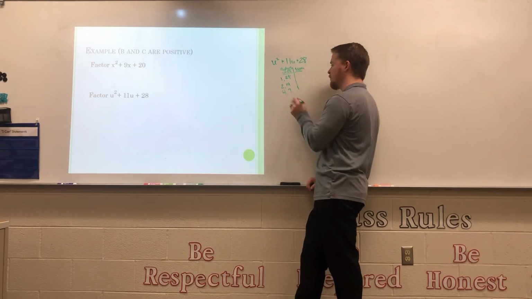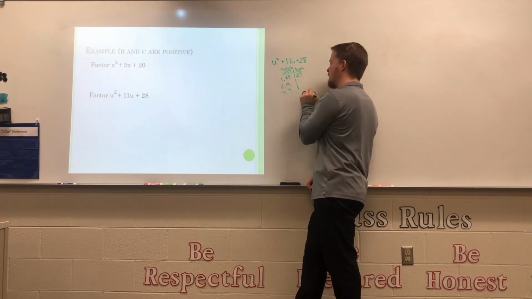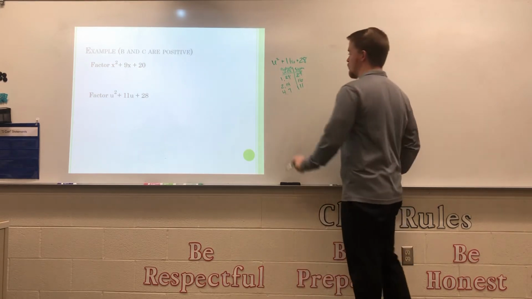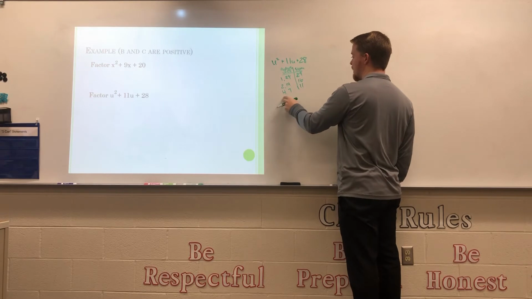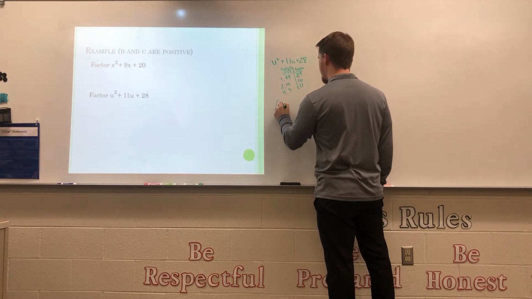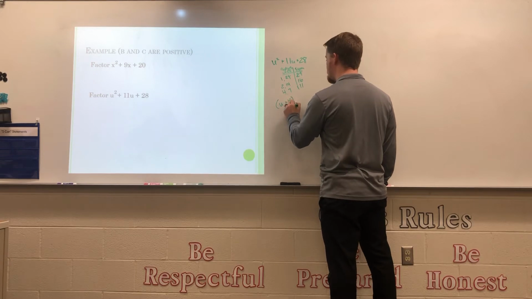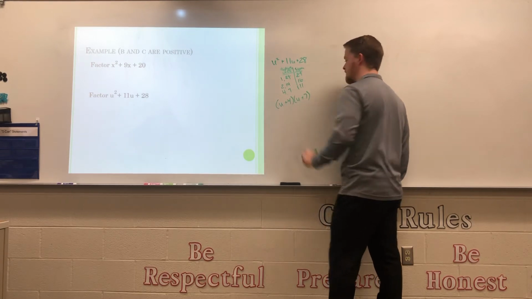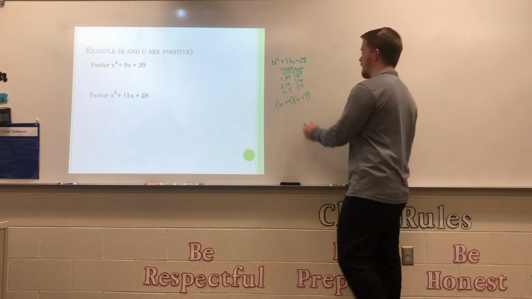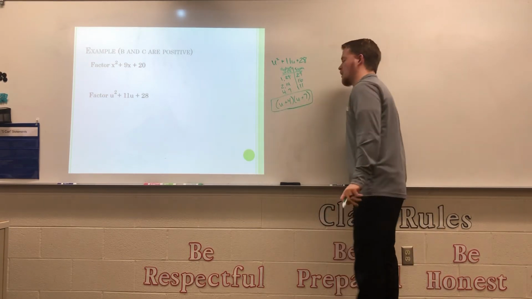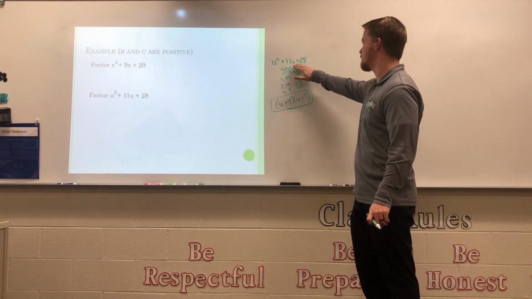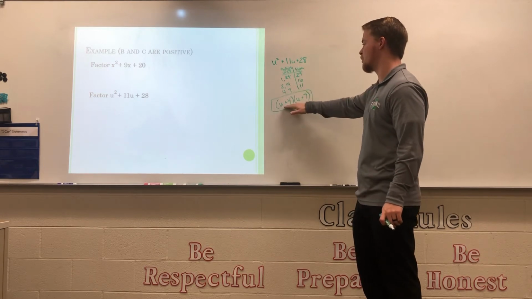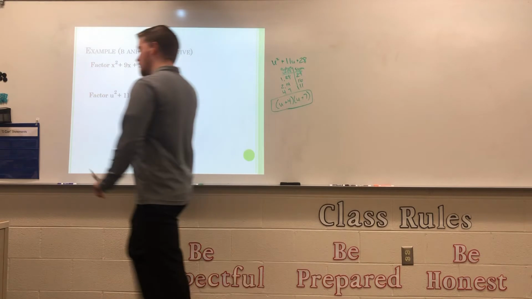So we add those up. 1 plus 28 is 29. 2 plus 14 is 16. 4 plus 7 is 11. And as you'll see, 11 is my middle coefficient, and that matches my factors of 4 and 7. So my final answer here would be u plus 4 and u plus 7. You're just looking to figure out what factors of 28 add together to be 11, and that was 4 and 7, so they go in that form.